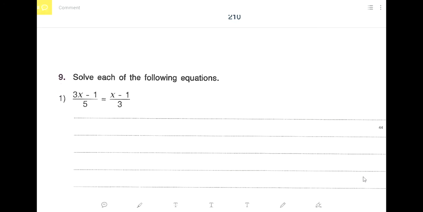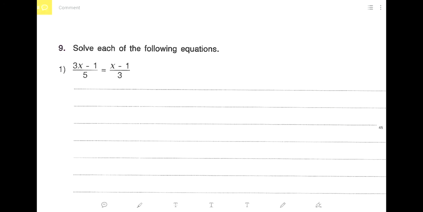Okay, number 9. Let's cross multiply this one. Cross it up, like 3 will just go up there, and 5 will just go up there. Maybe I'm going to write it like this. This number 3, cross it to the front of this, so you are going to have 3 times 3x minus 1.